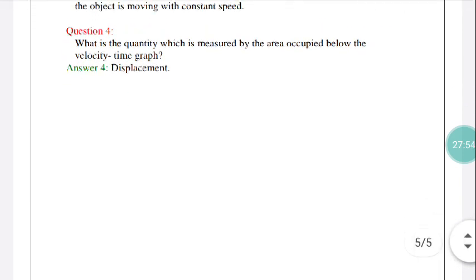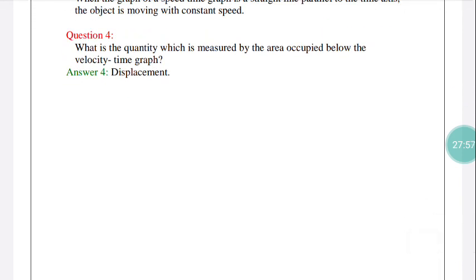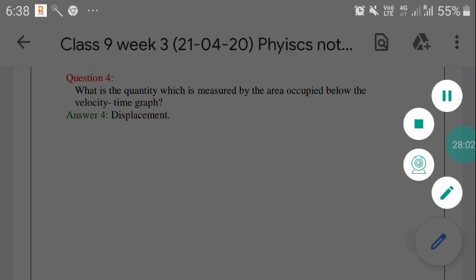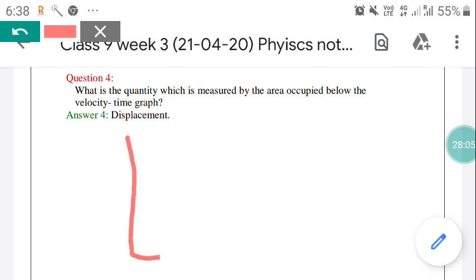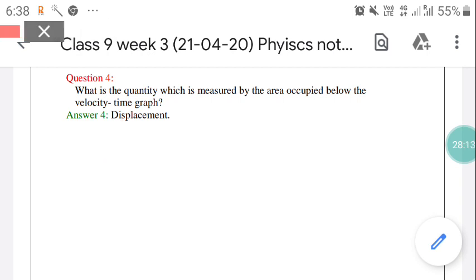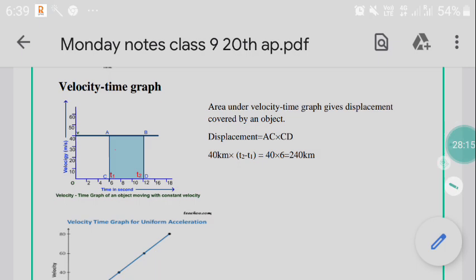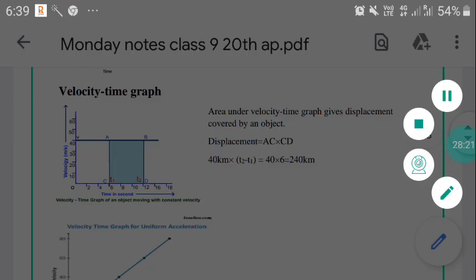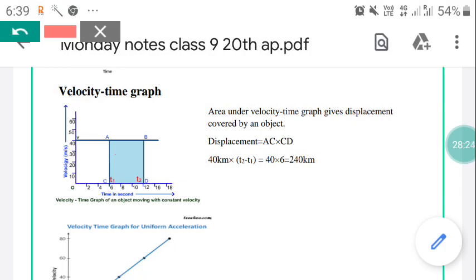Yes, class, this is the question of the last PDF which I have shared with you, and here I will explain. I forgot to explain this concept. Wait, I open that PDF and I explain it in that PDF itself. See here, velocity time graph. I have written: area under the velocity time graph gives displacement covered by an object. How? Displacement we know, velocity we know.